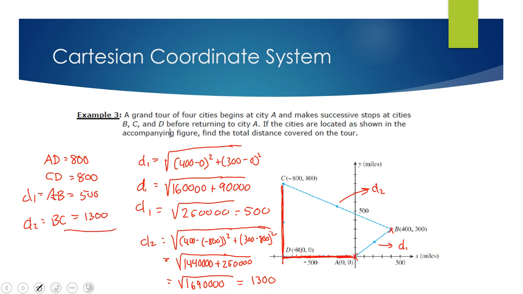So when I add these together, I have 1600 plus 1300, which would be 2900, plus 500. This is 3400. And they're not saying what it is. I'm going to assume it's miles. It could be meters, kilometers. I don't know what it is. But whatever the units happen to be, that's how you figure it out.